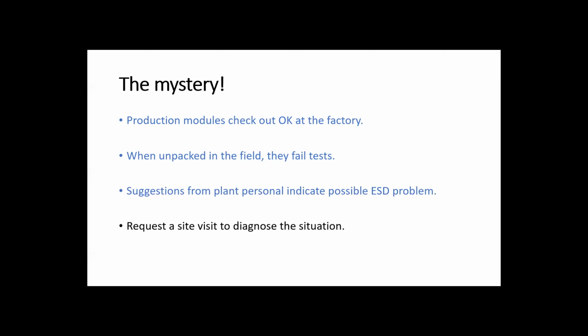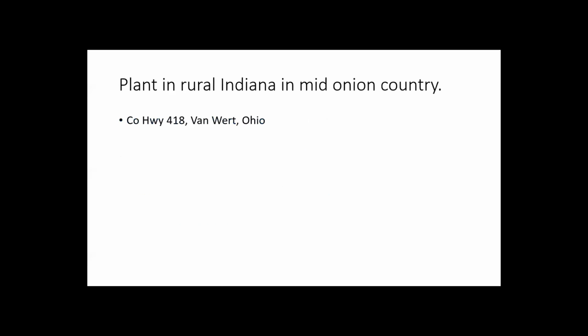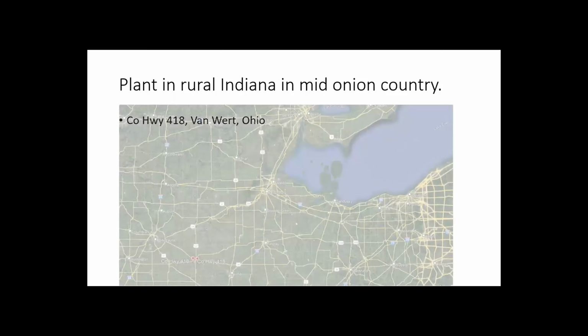So they asked for a visit to the site to diagnose the problem. They can never accept diagnosing over the phone. You got to be on the site. And in this case, it actually turned out to be a good thing to be on the site. The site turned out to be in rural Ohio in mid-onion country. And I say mid-onion country because Van Wert, Ohio, was right in the middle of lots and lots of huge fields of onions. And this is the time of year when they harvest them. So it nearly knocked me over the first time I got into that area.